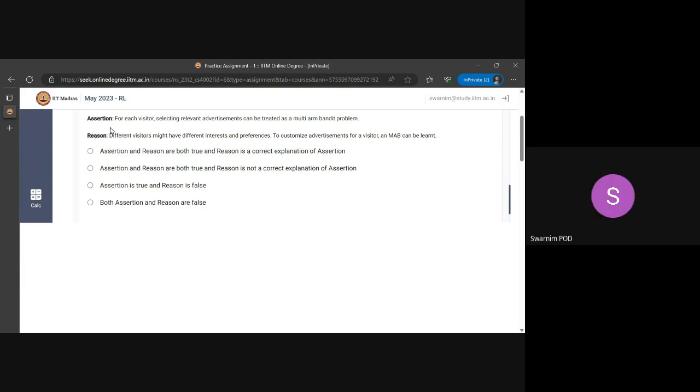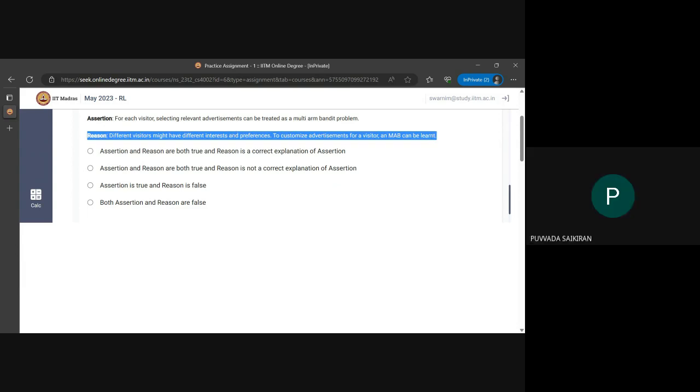Okay, so the reason is: different visitors might have different interests and preferences. To customize advertisements for a visitor, a MAB can be learned. Why not? Why is it not true? I mean, it can be learned, but are we looking at click realization as a quantity to optimize, or just relevance as a quantity to optimize here? In the question they said revenue should be increased, right?